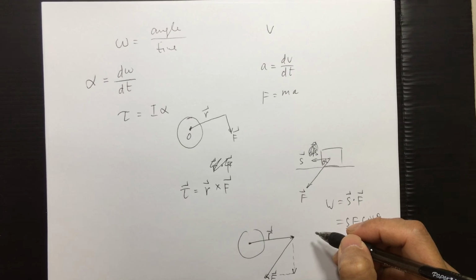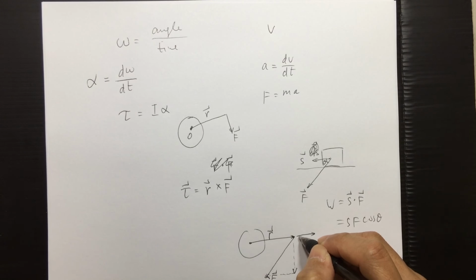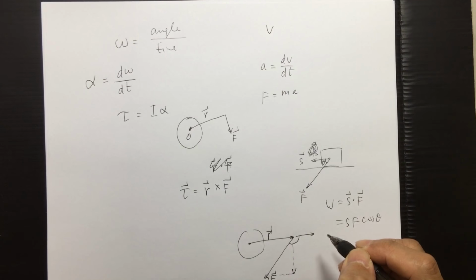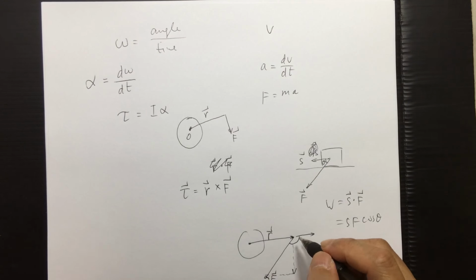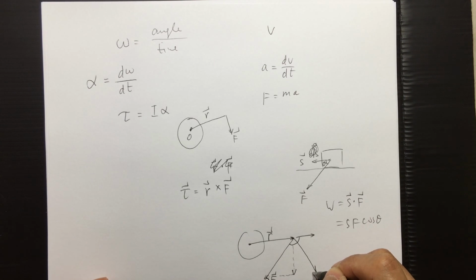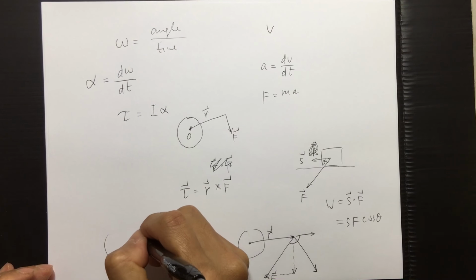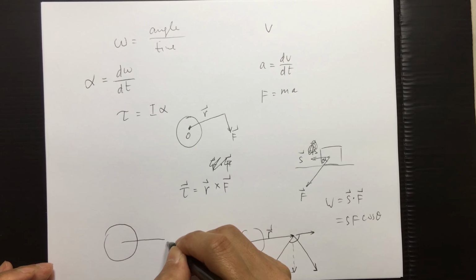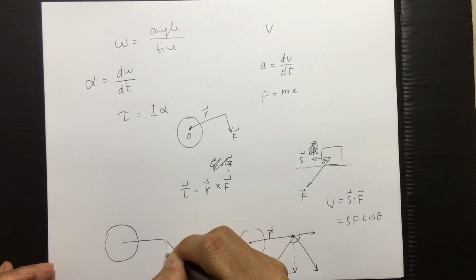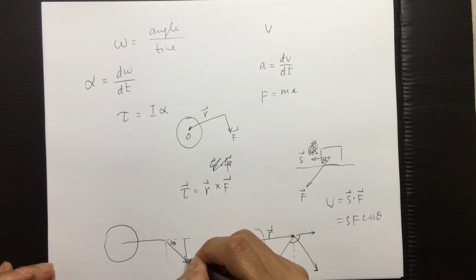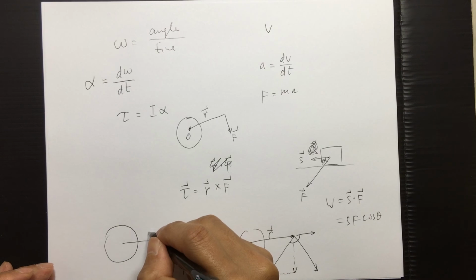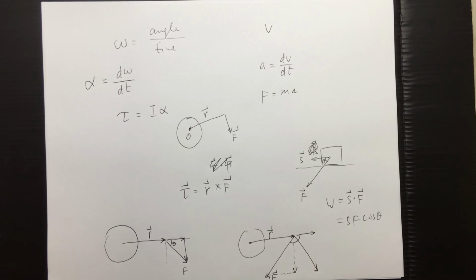Actually this is not a good way to draw it. This is R. R goes this way, so this is the angle actually. I should draw F the other way. Let's draw F this way. Okay, let's draw it all over again. Make this a little easier. This is R, right? This F goes this way. This is theta. This is R. This is F.